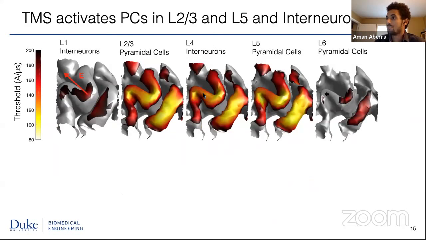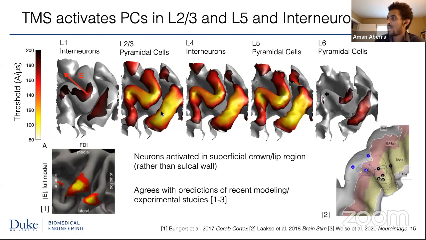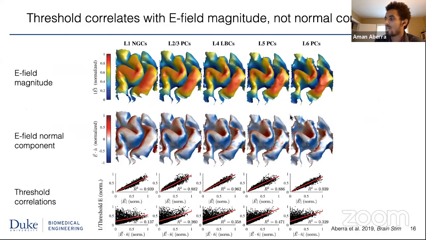So you can already see with these models, and we're going to illustrate more clearly here, the threshold distributions show that activation thresholds are much lowest at the gyral crown and lip in the model and fall off very rapidly with depth, where the field drops off rapidly. And this not only agrees with that first experiment I mentioned, but also two more experiments that have come out more recently using similar methods also seem to confirm that we're getting this gyral superficial activation matching the model. So what does the model say about why that might be?